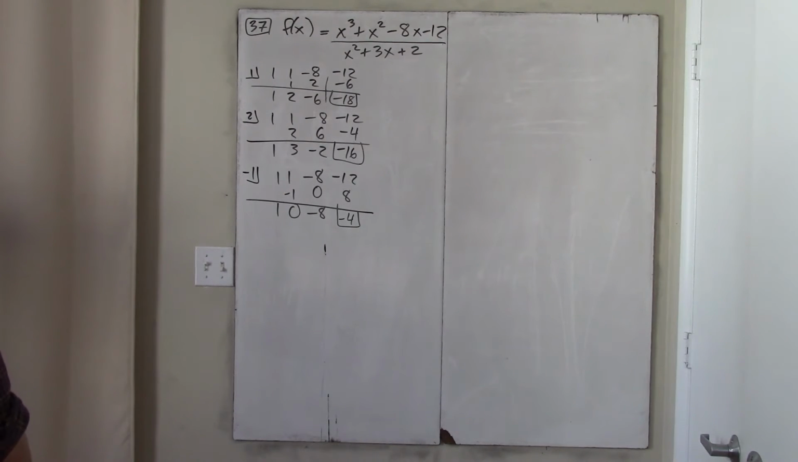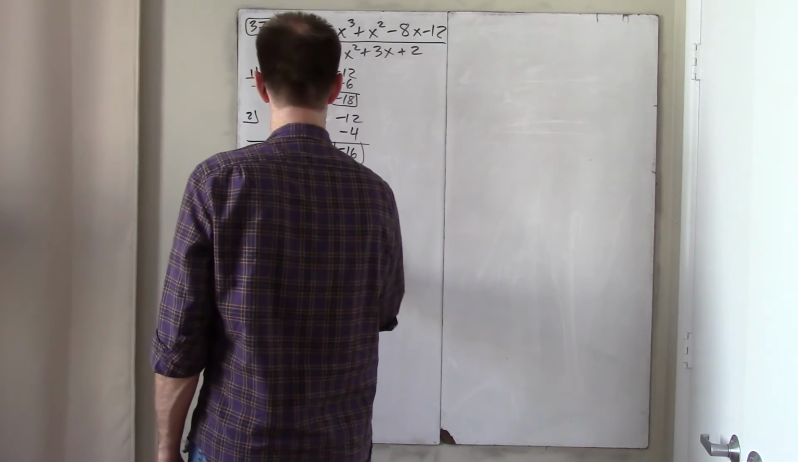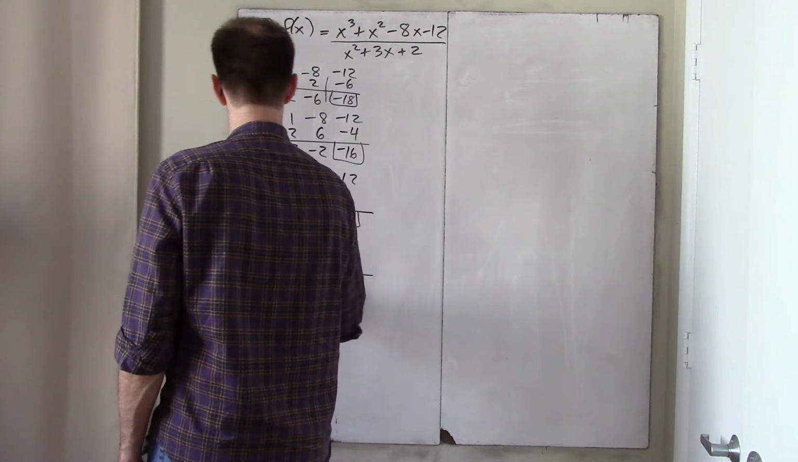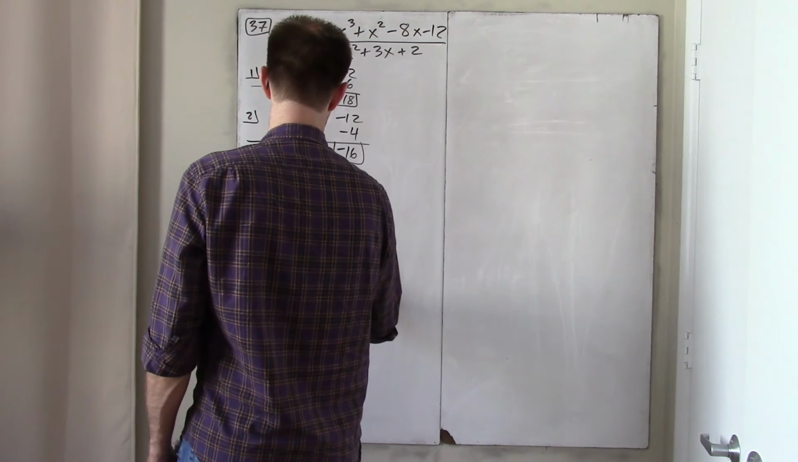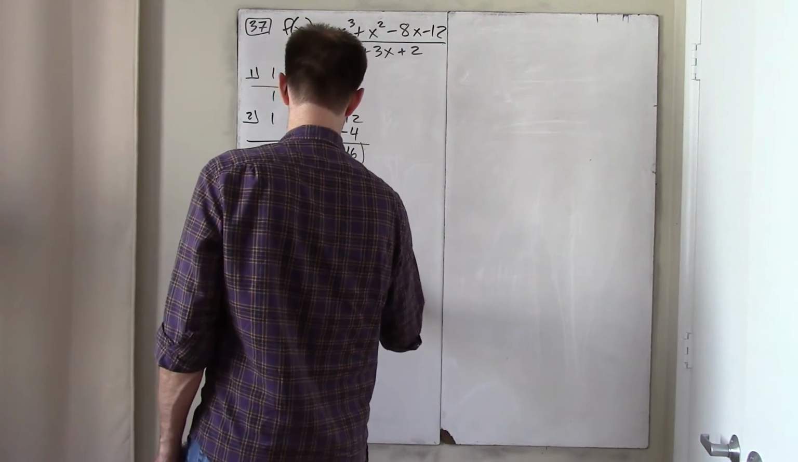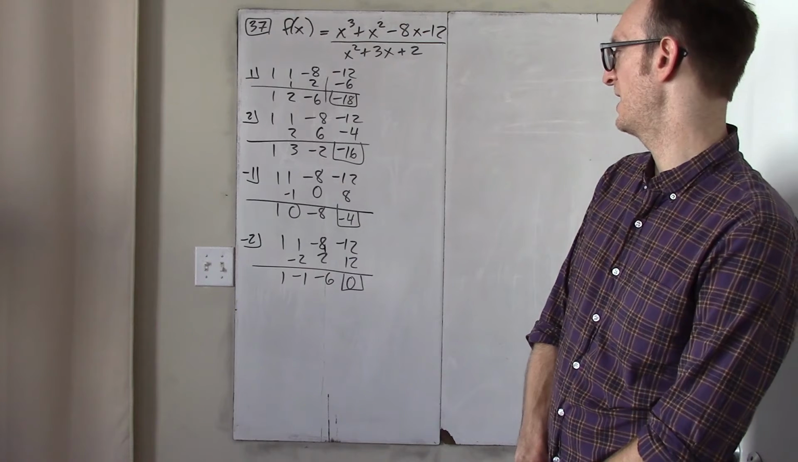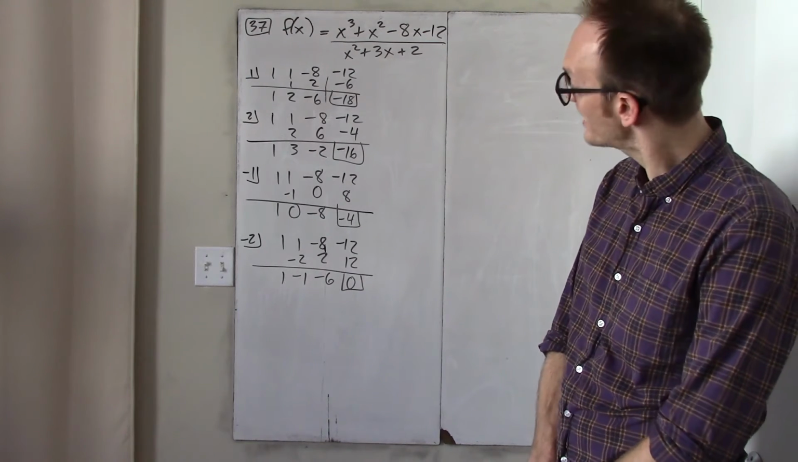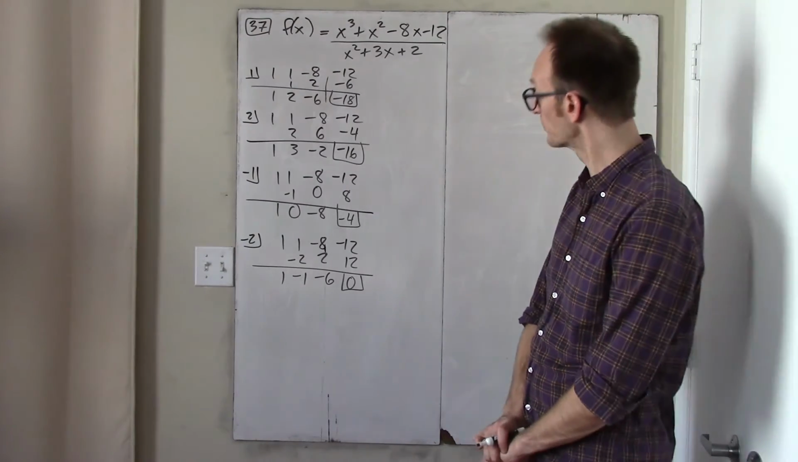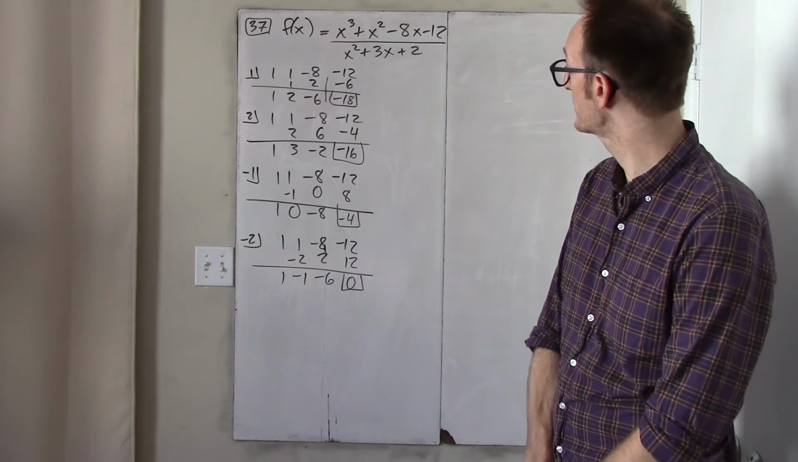Wow. I guess these just aren't roots. Let me try -2. 1, 1, -8, -12, 1, -2, -1, 2, -6, and 12 is 0. Okay, so that took a little bit of work. I'm just double checking everything, and I am right. Okay, so -2 is a root. This was kind of a drag, I suppose.